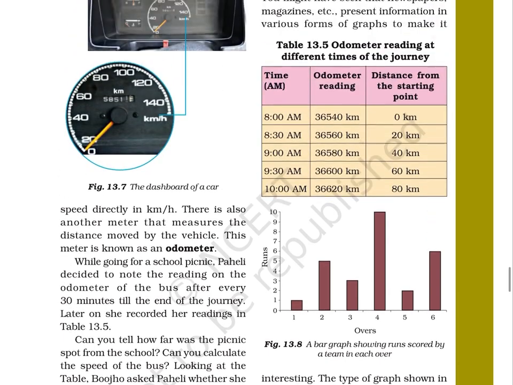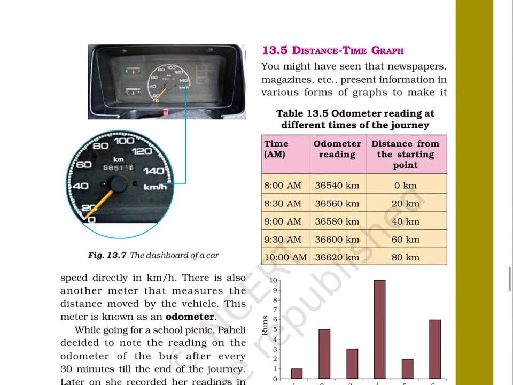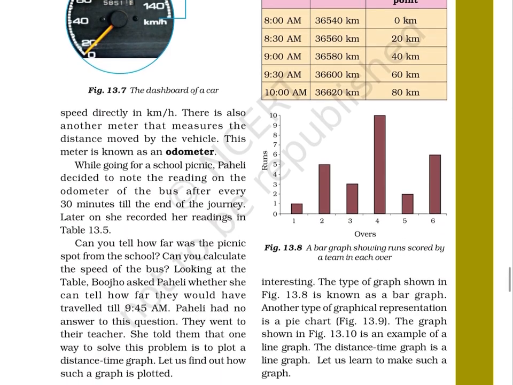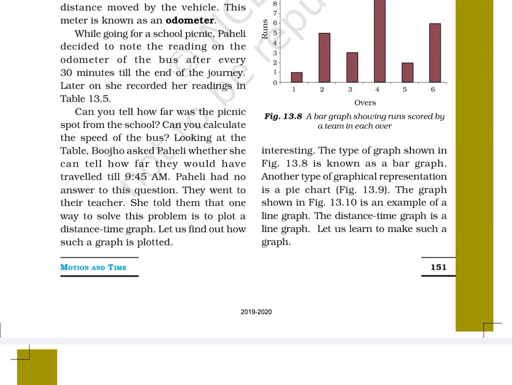13.5 Distance Time Graph. You might have seen that newspapers, magazines, etc. present information in various forms of graphs to make it interesting. The type of graph you can observe in Figure 13.8 is known as a bar graph. Another type of graphical representation is a pie chart, which you can observe in Figure 13.9. The graph in Figure 13.10 is an example of a line graph. The distance time graph is a line graph. Let us learn to make such a graph.